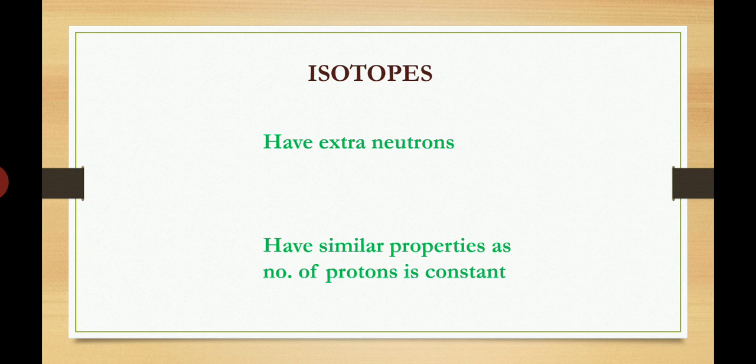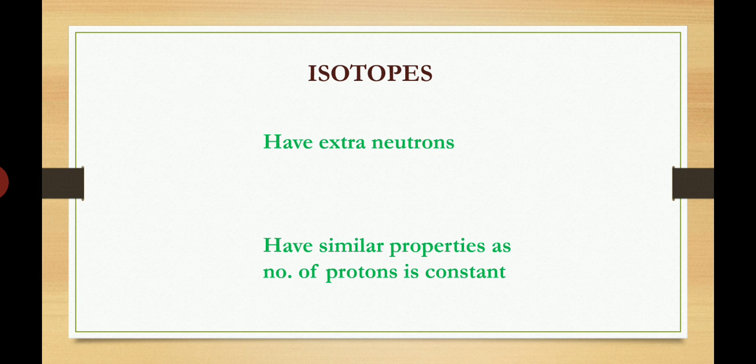Okay. See, what are isotopes? Isotopes are atoms of the same element. They have just extra neutrons. But isotopes of the same element have similar chemical properties. Why? Because the number of protons in all of them is constant. There is no change in the number of protons. So the overall chemical properties of those isotopes remain the same. There is only a change in the number of neutrons.